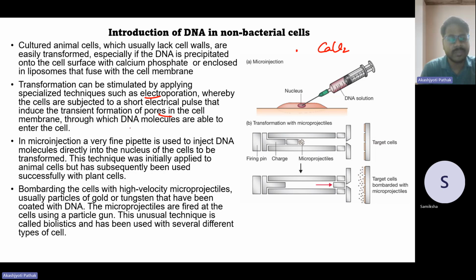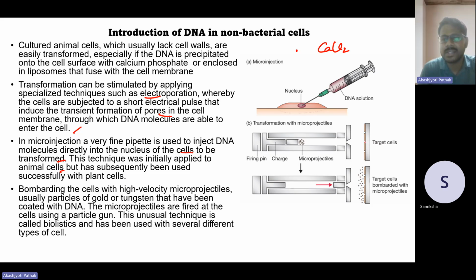Once these pores are created, the DNA molecules can enter the cell. Then there are microinjection techniques. In microinjection, you see this image of microinjection. There is a fine pipette, and it is used to inject DNA molecules directly into the nucleus of cells to be transformed. This technique was initially applied to animal cells, but has subsequently been used in plant cells as well. Then, by bombarding the cells with high velocity microprojectiles.